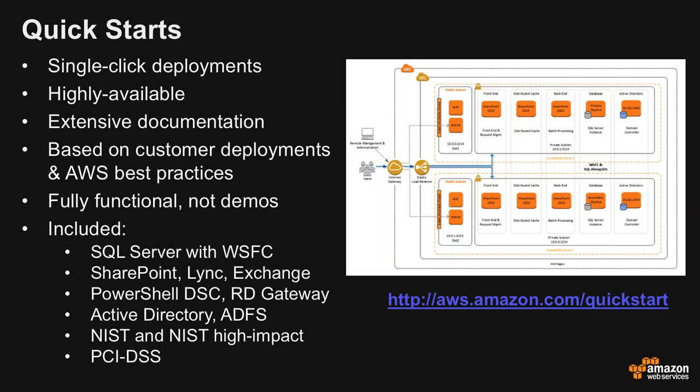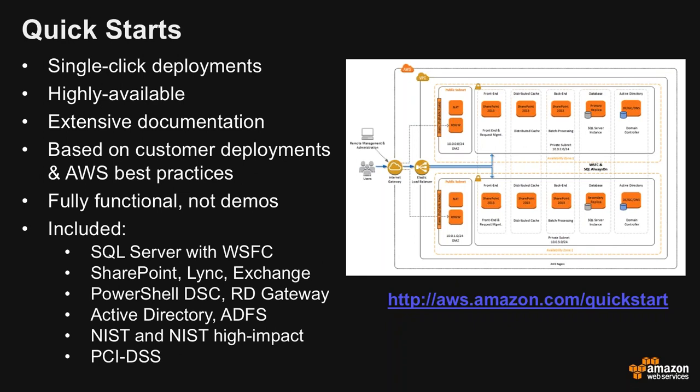These are single-click deployments that enable you to deploy some quite complex architectures that are well tested, that are highly available, that include extensive documentation, and they represent years of customer deployments and AWS best practices. And these quick starts are fully functional. These are not demos or proof of concepts. These can be deployed into production and tailored to meet the needs of your organization.